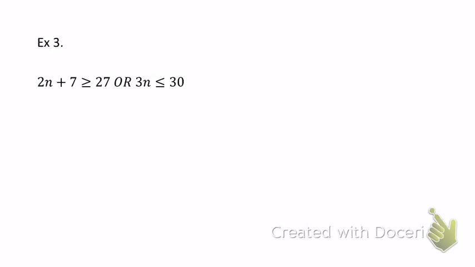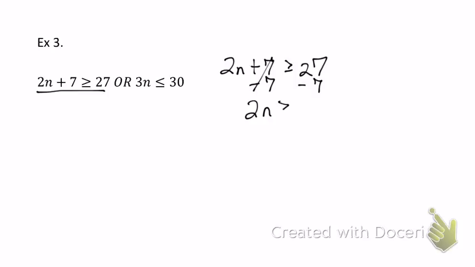Okay, example 3, it's the same thing. We got first part of the equation, 2n plus 7 is greater than or equal to 27. So we're going to start by solving that. I'm going to minus 7 on each side. We've got 2n is greater than or equal to 20.